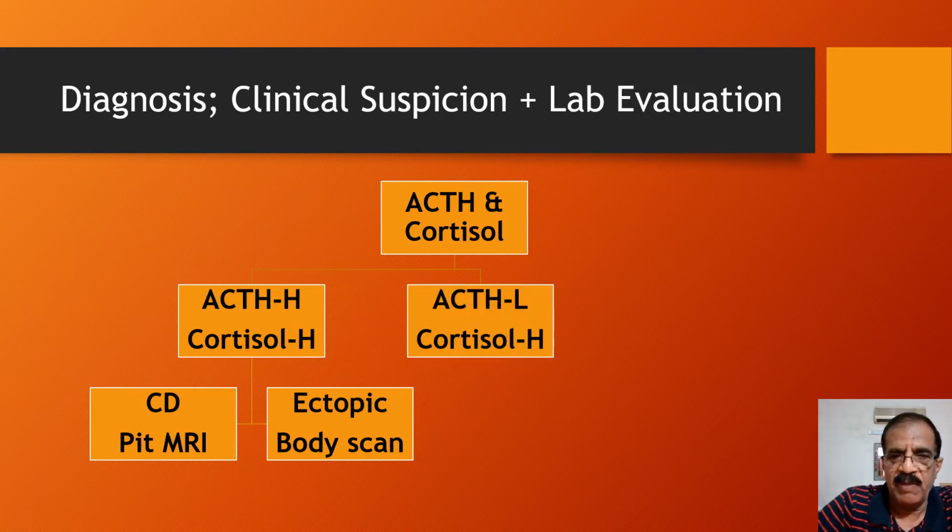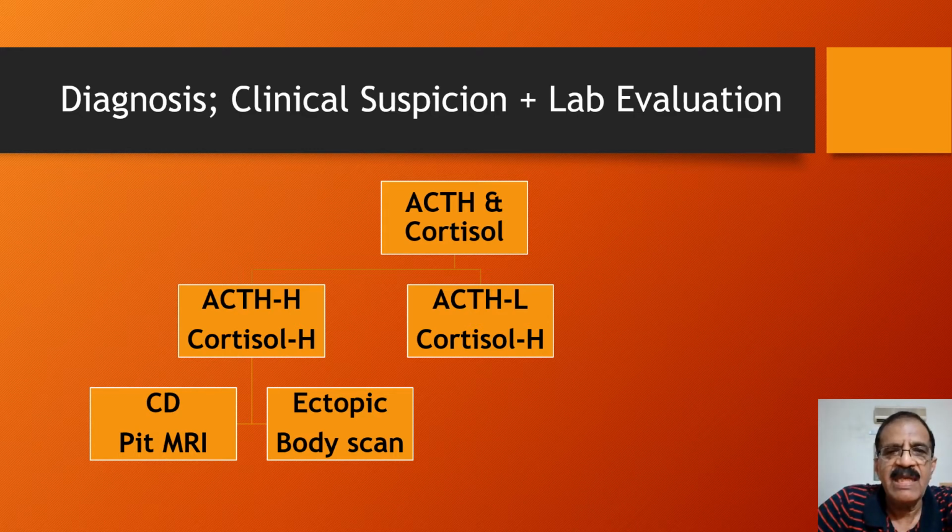The second possibility, again, I will give you a few seconds to think about this. ACTH is low and cortisol is high. Cortisol is high, that is what is producing Cushing syndrome, but ACTH is low. So what do you think? ACTH is coming from the pituitary. Do you think the problem is likely to be in the pituitary?